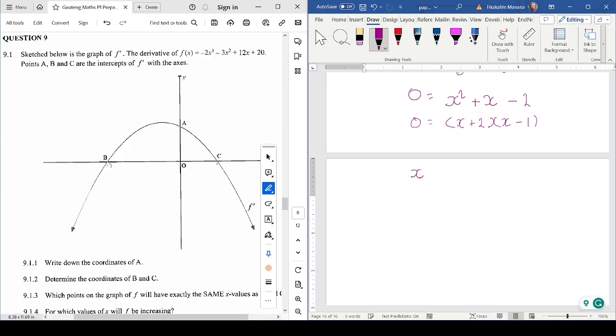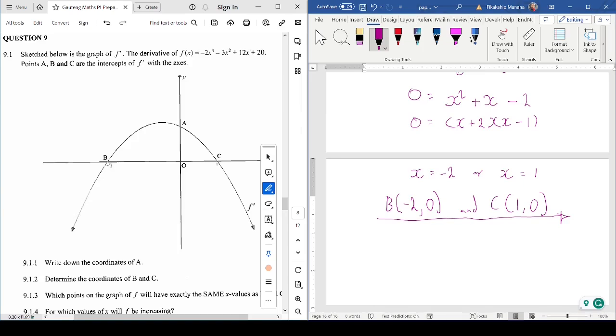And then I can say the values of x are equal to minus 2, or x is equal to positive 1. So I can see now that B is the one on the left. The coordinate of B is therefore (-2; 0). And then the coordinate of C is the one that is (1; 0). Okay, there we go. Easy does it.